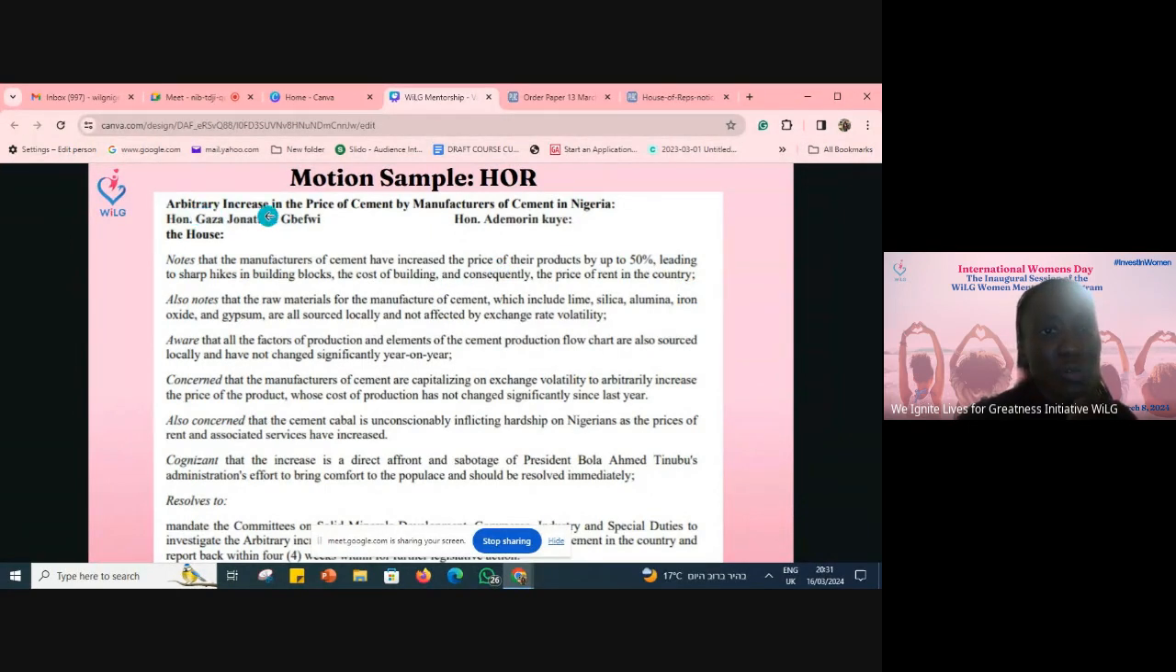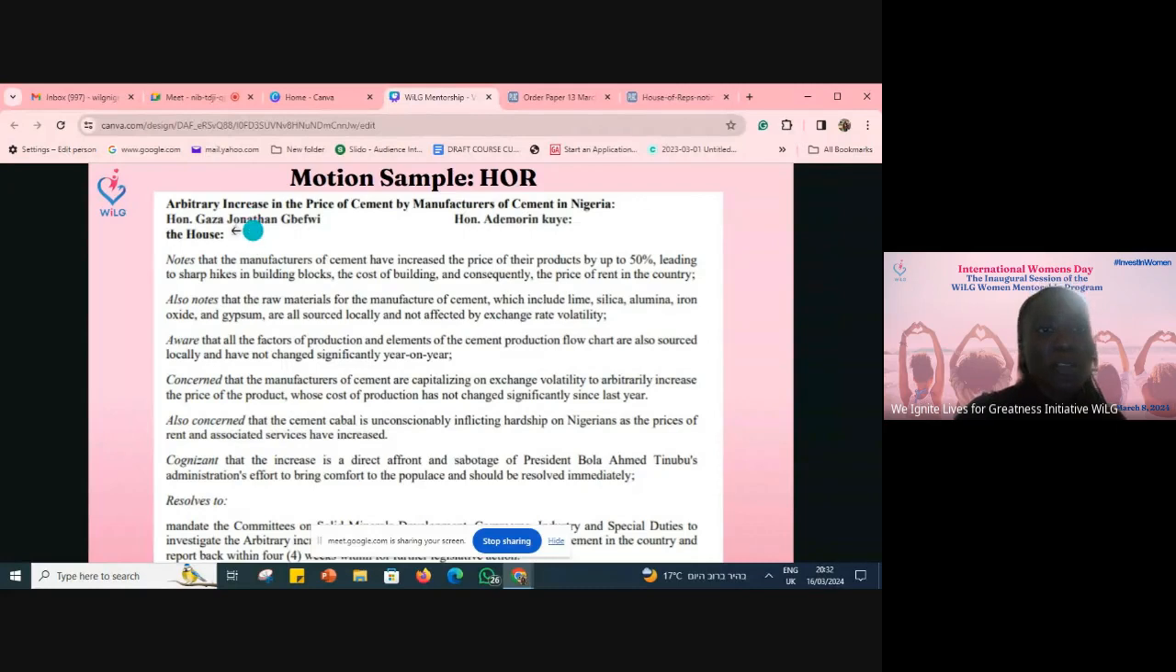So this is the title of the motion: arbitrary increase in the price of cement by manufacturers. I picked all these motions from, I think, this week's motions they had this week. You would see that most times we say, oh, we don't know what our legislators are doing, are they working? Most times we're not really following what they're doing. We're not informed. But once you stay informed, you see that they actually do the work and try to project the minds of people. The reason why I'm stating that is that presently the price of cement has actually gone up.